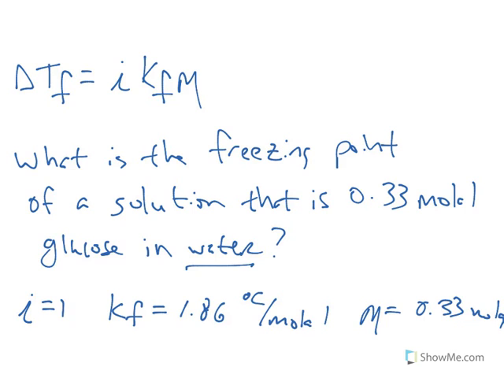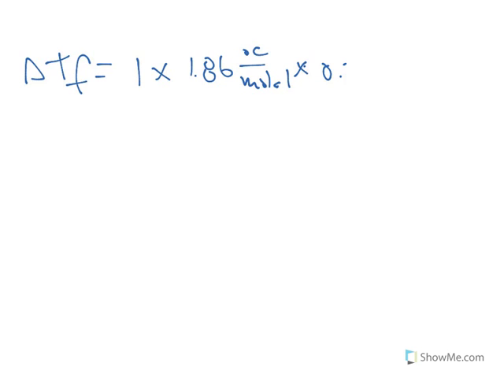So now it's just plug everything in. My delta Tf is going to be 1 times 1.86 degrees C per molal times 0.33 molal. Molals cancel. I'm left with degrees C. And my change in freezing point is 0.614 degrees C.